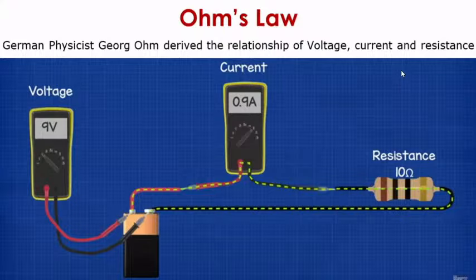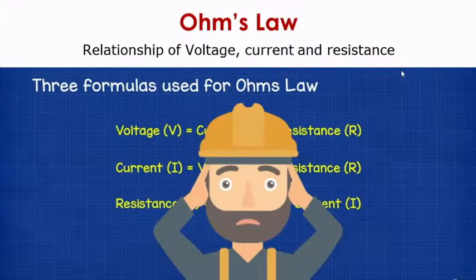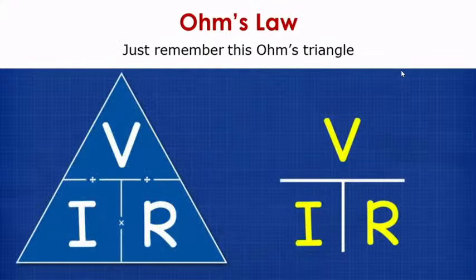For example, these are the three formulas used in Ohm's law. Voltage is equal to current multiplied by resistance, or current is equal to voltage divided by resistance, and resistance is equal to voltage divided by current. If you see this, you might be worried: do I need to remember all these formulas? No worry. Just remember this Ohm's law triangle, with V on top and I and R below, put into this particular format of a triangle.